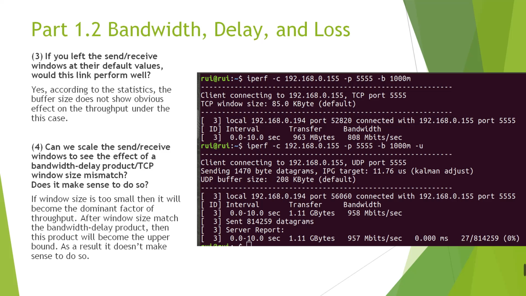And for the fourth question, when we got a really small window size compared with the bandwidth delay product, the window size will limit the data which is pushed into the link. So at this time the window size will become the dominant factor of our throughput. But if we increase the window size to the optimal value, which matches the bandwidth delay product, then the bandwidth delay product will become the main dominant factor, which is the upper bound of our throughput. So as a result, it doesn't make sense to mismatch the window size and the bandwidth delay product. That will limit our throughput.